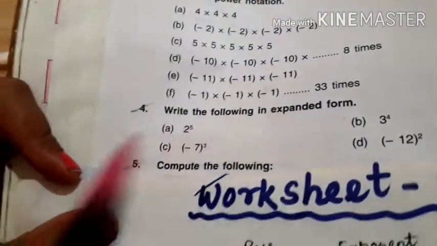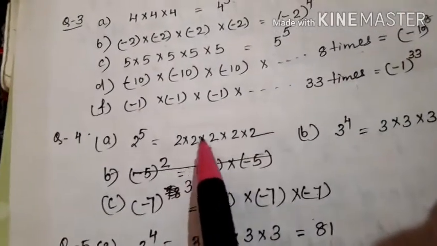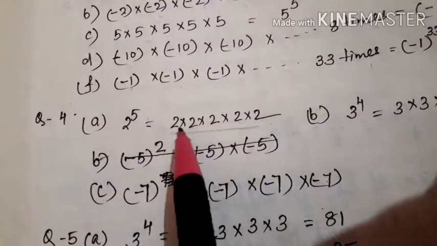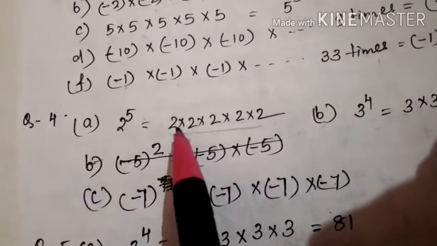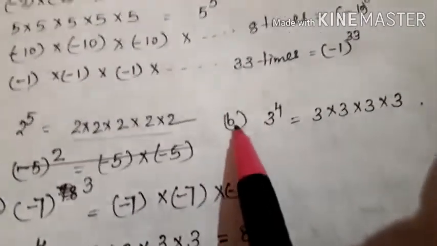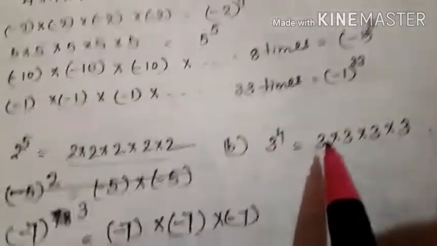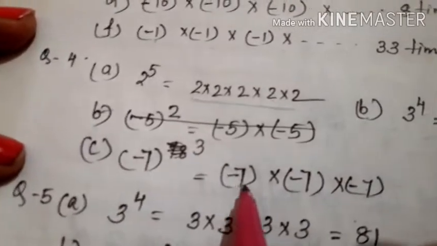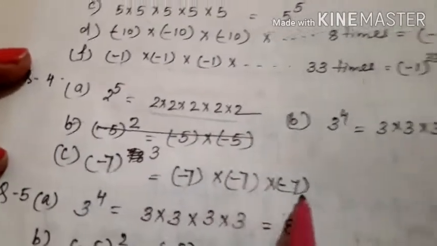Just the opposite of this. 2 to the power 5: you have to write 2 into 2 into 2 into 2 into 2. It means 5 times you have to write 2 multiplied. Then B, 3 to the power 4: you have to multiply 3, 4 times. 3 into 3 into 3 into 3. Minus 7 to the power 3: minus 7 into minus 7 into minus 7.